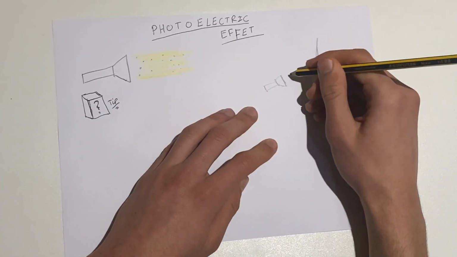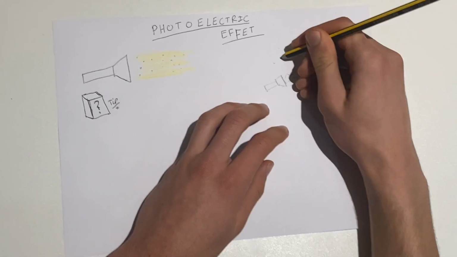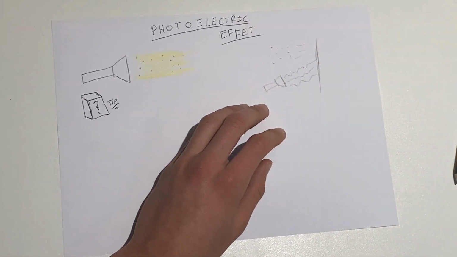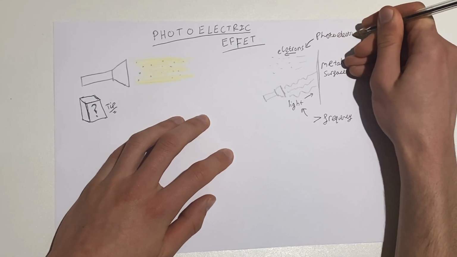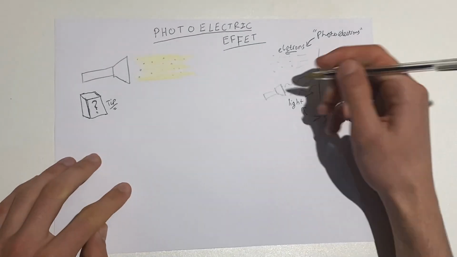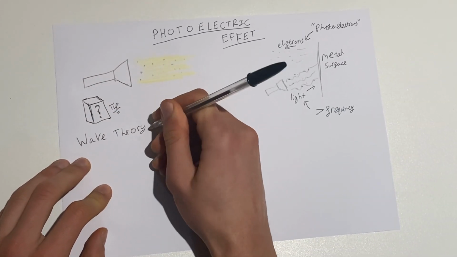So the photoelectric effect, in basic terms, is when you shine light onto a metal surface and electrons are emitted. This light needs to be above a certain frequency, and the electrons emitted are called photoelectrons. To understand why it shows the particle nature of light, first we need to understand wave theory.